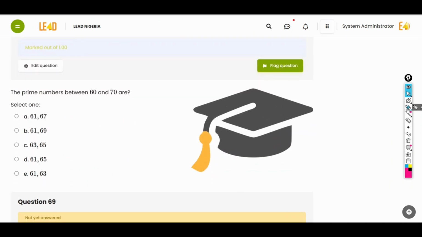All right, so the prime numbers between 60 and 70 are, let's list them out. We have 60, 61, 62, 63, 64, 65, 66, 67, 68, 69, 70. Let's eliminate the even numbers first because they can be divided by 2.